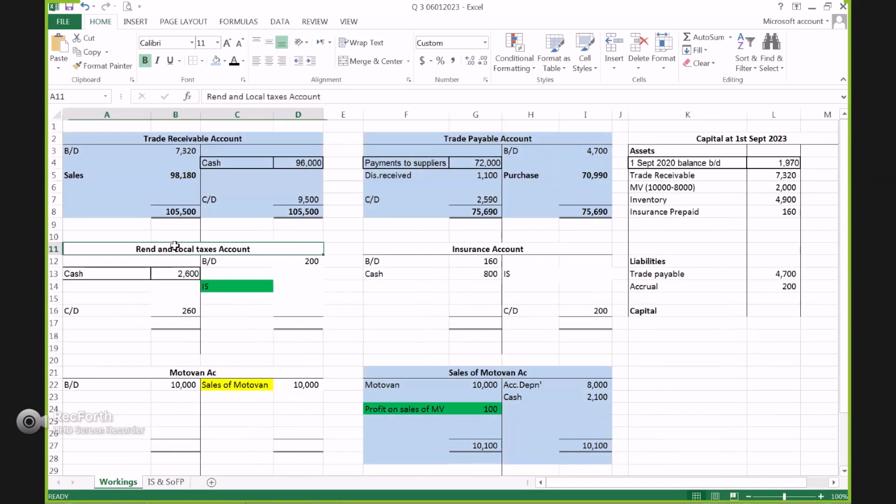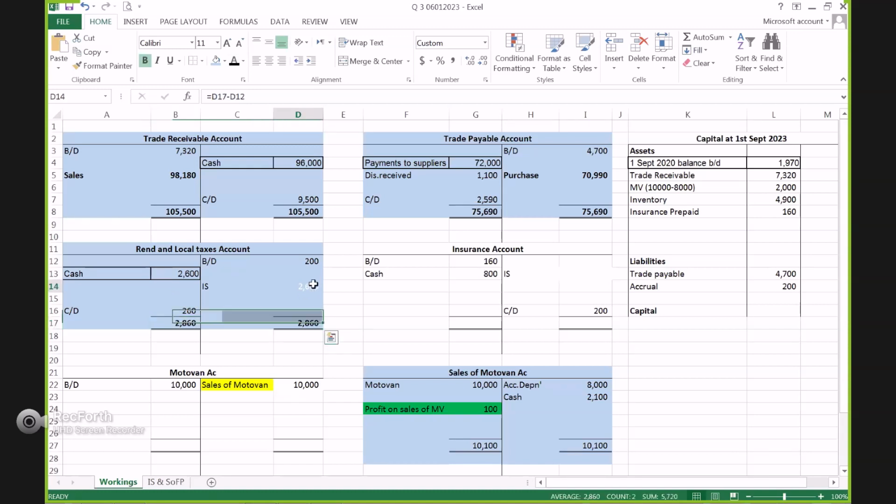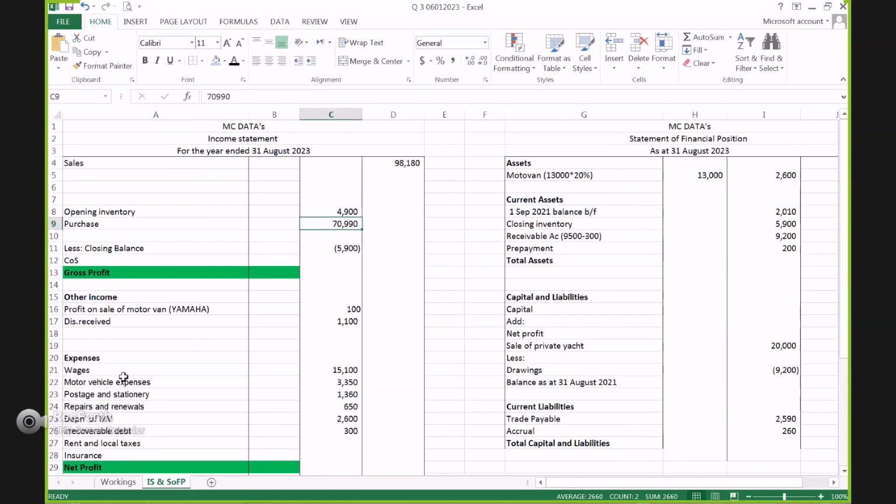And the local tax account. When we are balancing the local tax account, the debit side is the highest balance, 2,660. Then 2,660 is transferred to the income statement for the year. The amount for the year is 2,660. So it is transferred to the income statement. So rent and local tax, 2,660.